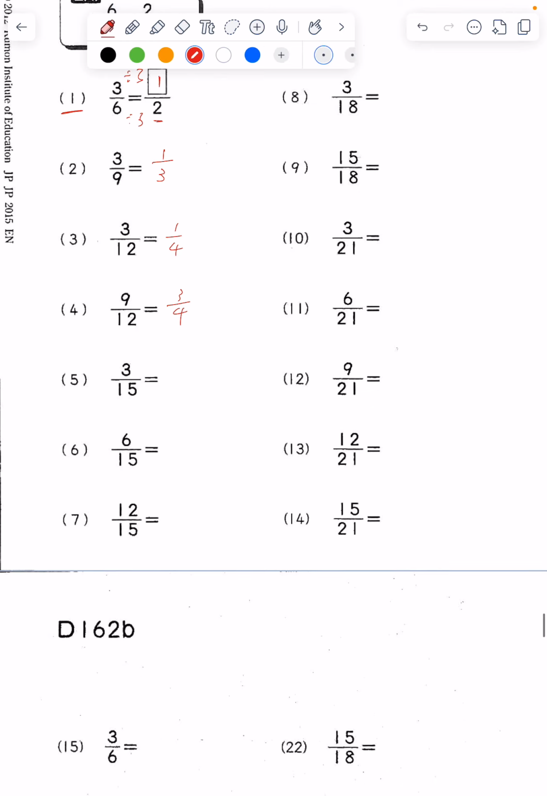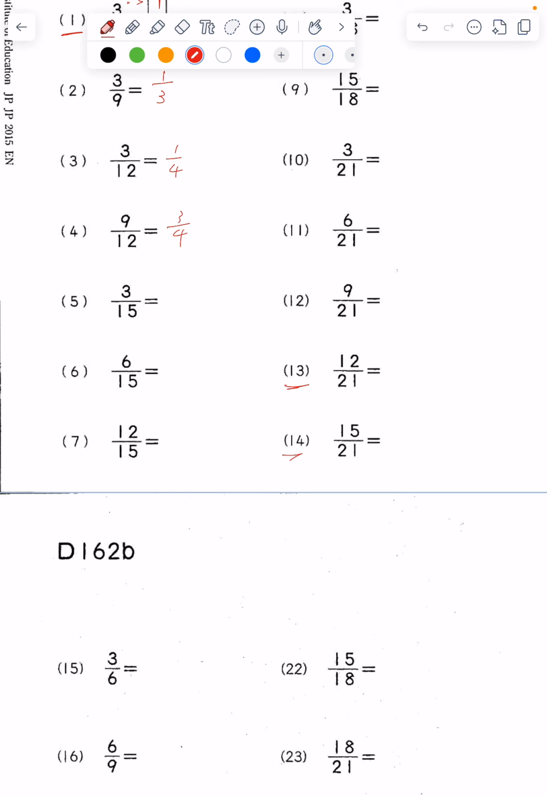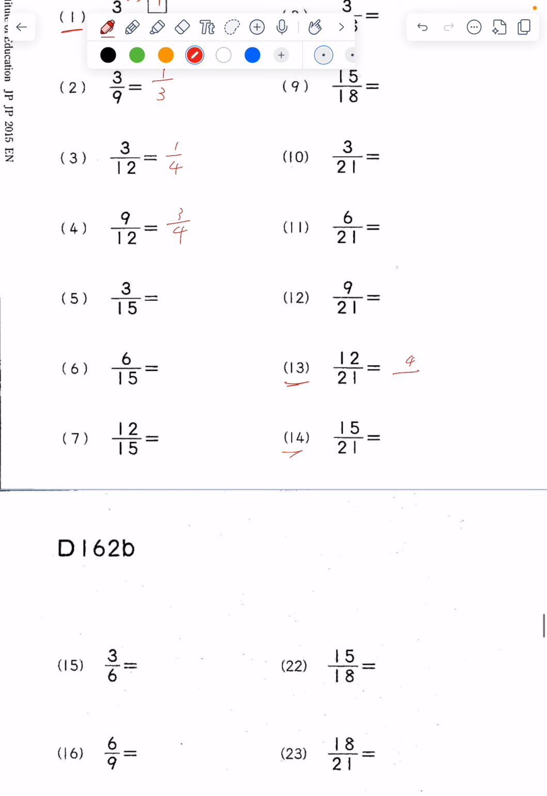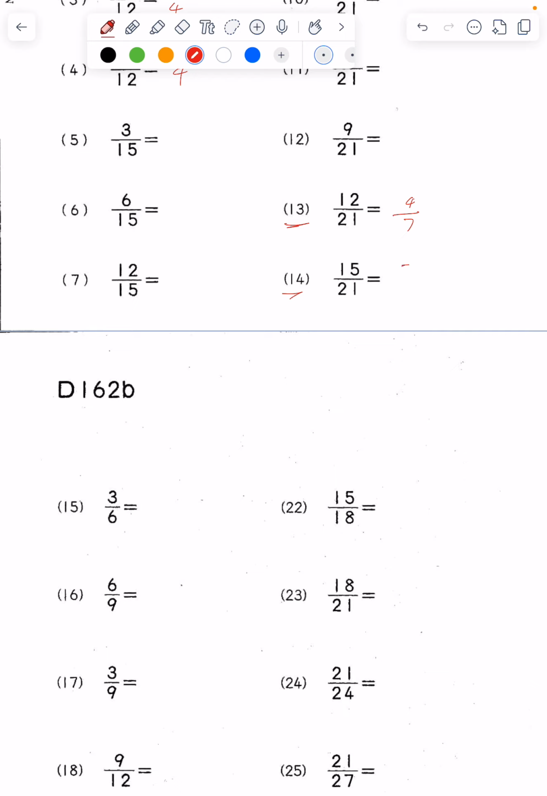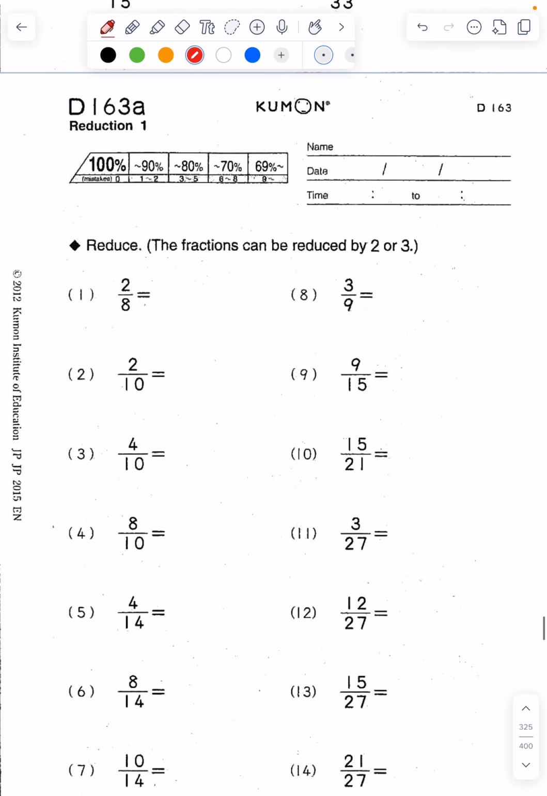All right, let's try question number 13 and 14. I just want to make sure that you get the hang of things. So you know that we are dividing both of them by 3, right? Okay? So 4 over 7. Very nicely done. Okay, number 14. 5 over 7. Good job.